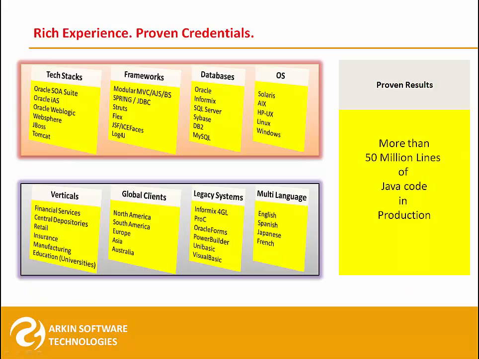Arkin Software is a recognized powerhouse for application and database migrations. We have facilitated over 50 million lines of Java code in production. And in this process, we covered all popular technology stacks like Oracle SOA Suite, WebSphere, JBoss, and Tomcat, among others. We cover a variety of frameworks like Model View Controller (MVC), Struts, Spring, Hibernate, and Log4j.